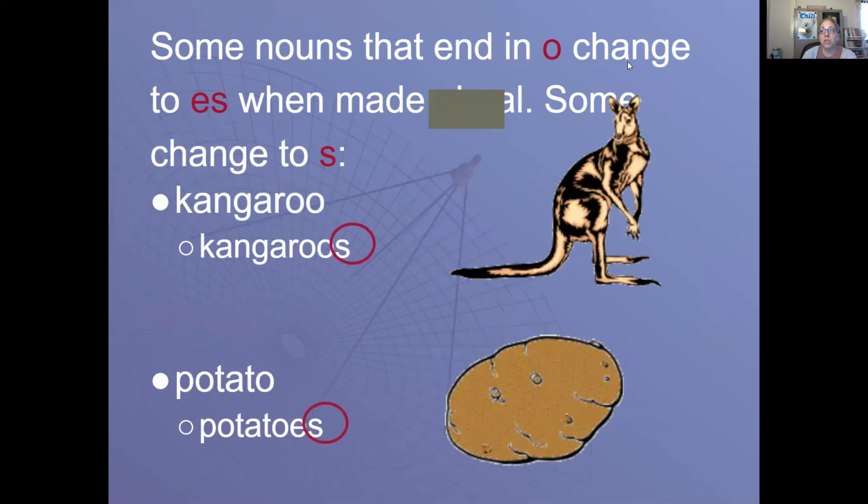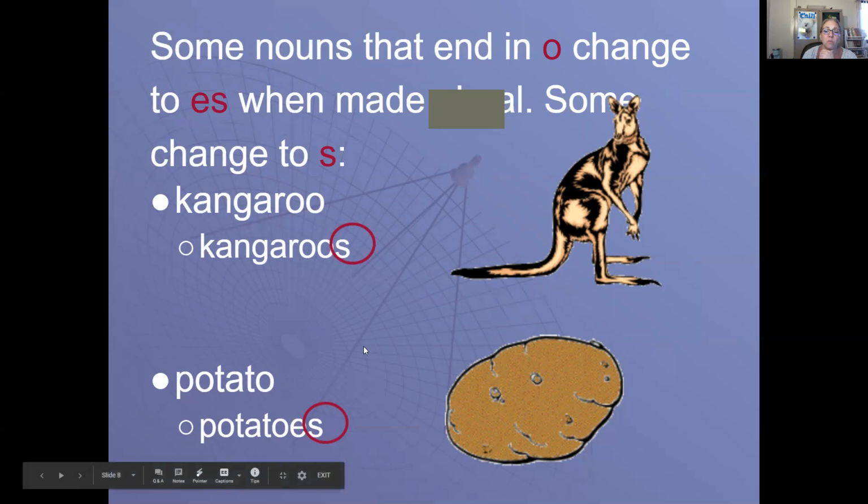Some nouns end in O, change to ES. For example, a kangaroo, and then some you just add S. Kangaroo ends in an O, and we just add an S. However, potato gets ES. And that's the tricky one.